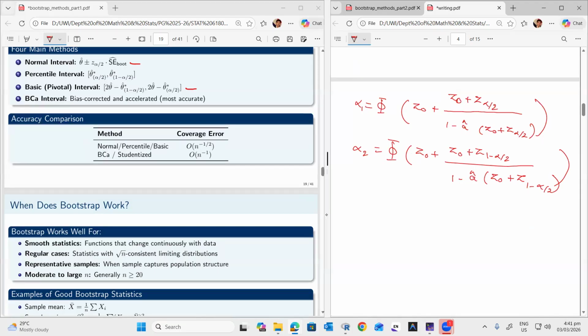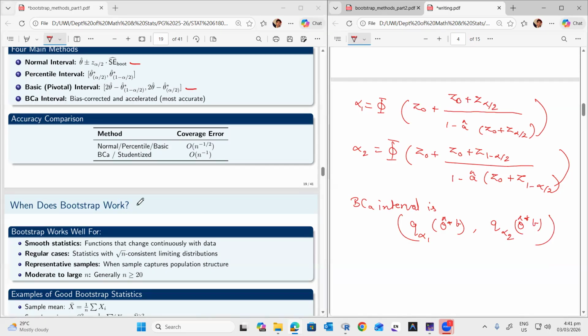So the BCA interval is the quantile function with respect to alpha 1 of theta cap star B, and Q alpha 2 of theta cap star B. That will be your BCA interval.